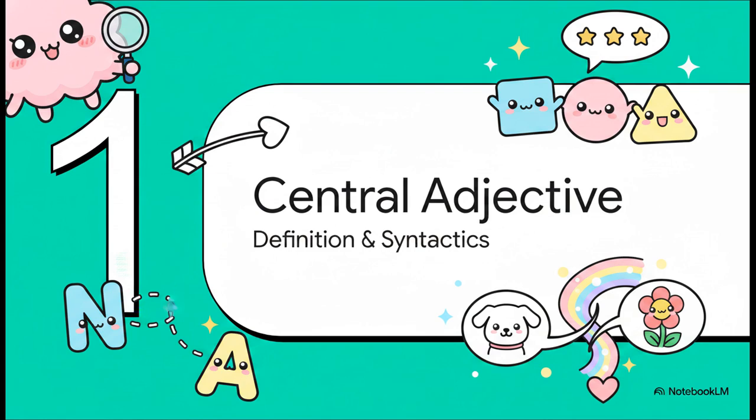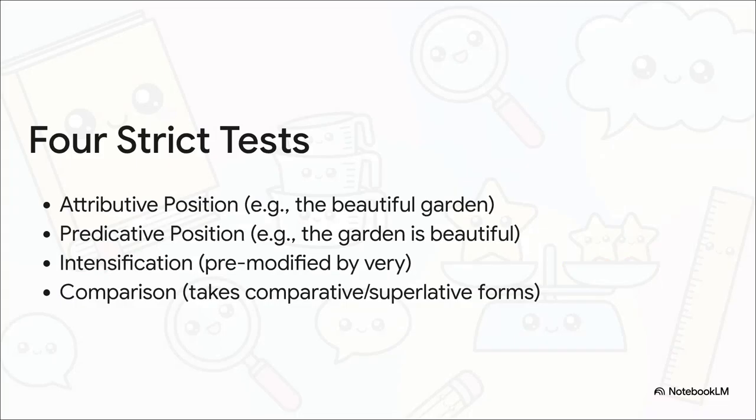All right, moving right into section 1, defining the central adjective. To be considered a true central adjective, a word actually has to pass 4 pretty strict tests. First up, the attributive position. Can it sit directly before a noun, like the beautiful garden? Second, the predicative position. Can it act as a complement after a verb, like the garden is beautiful? Third is intensification. Can you put very in front of it? And fourth, comparison. Can it take comparative forms, like more beautiful?